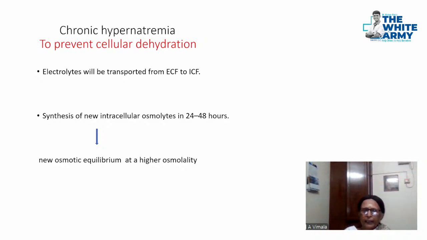To prevent cellular dehydration, electrolytes will be transported from the ECF to ICF. There is also synthesis of new intracellular osmolytes, which occurs within 24 to 48 hours. So the cell attains a new osmotic equilibrium at a higher osmolarity. So if you have a chronic hypernatremia, naturally by your defense mechanisms, there will be an equalization of osmolarity, but instead of staying at 280, the cellular osmolarity and the ECF osmolarity will be around 300. So there is no disequilibrium, it is an equilibrium.